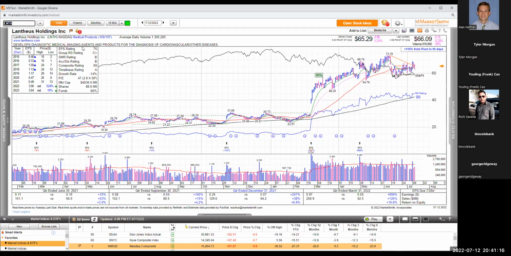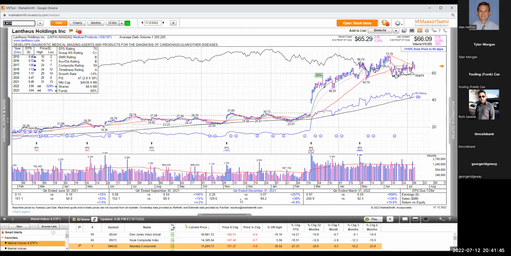So this company makes a medical imaging agent. They just came out with a prostate product that they're using to inject the patient, so that you can detect prostate cancer more readily. And you had a great fundamental change where revenues grew from 129 million to 200 million.